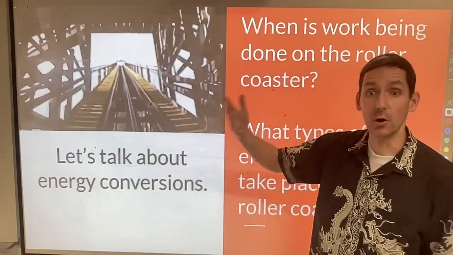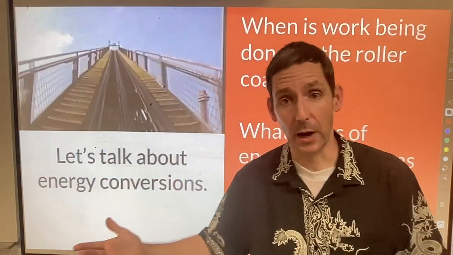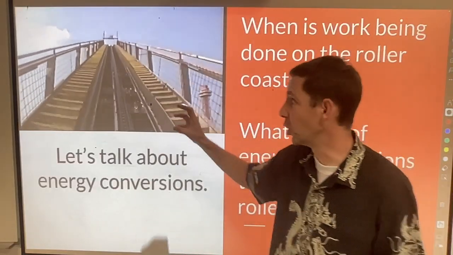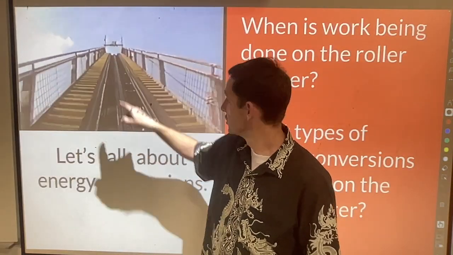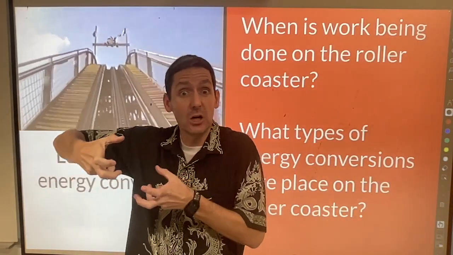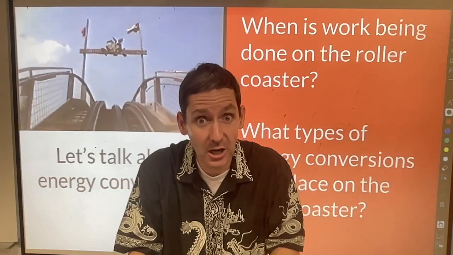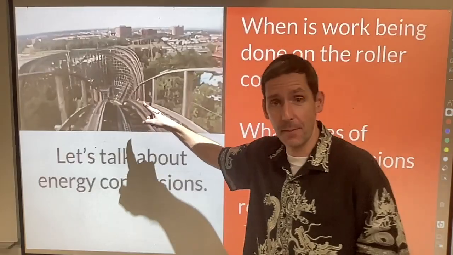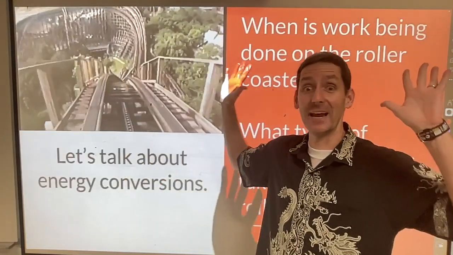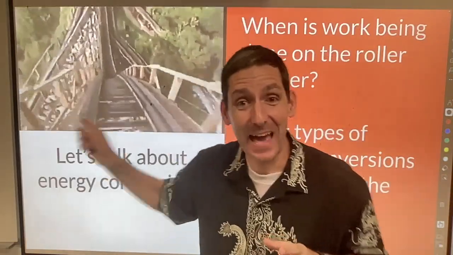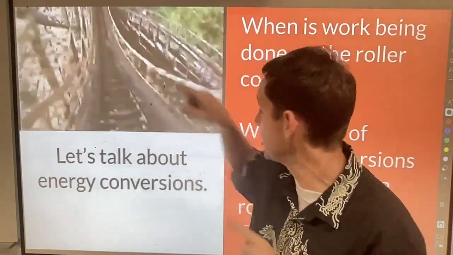So thinking about energy conversions, right? One of the things to recognize is right now, it's being pulled up the hill. So the chain is exerting a force, pulling it up the hill. So the chain is doing work, causing it to gain gravitational potential. Now it gets to the top, and now it's going to let it go. So as we go down, the gravitational potential energy is turned into kinetic.